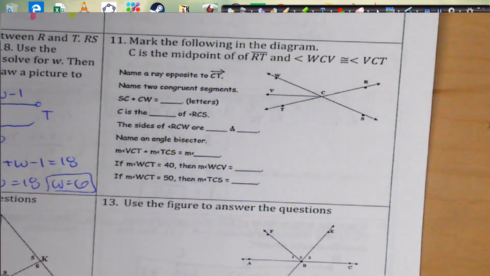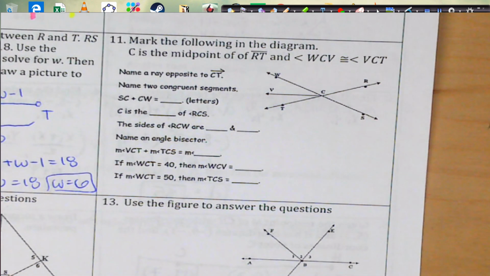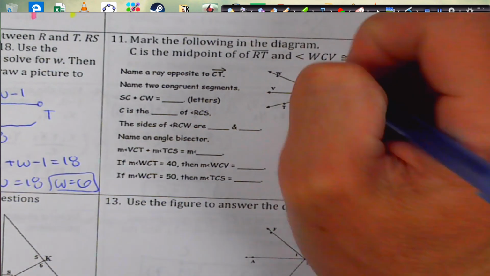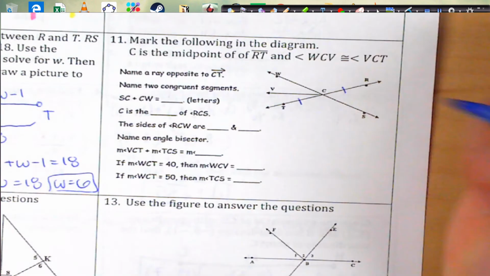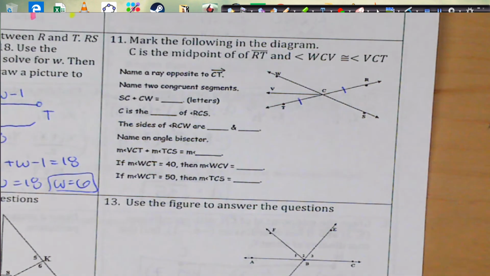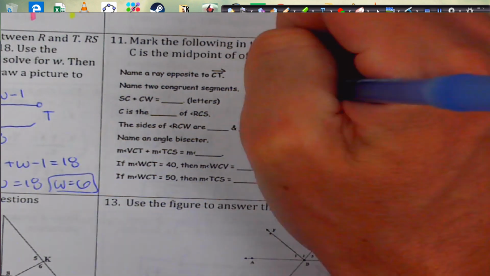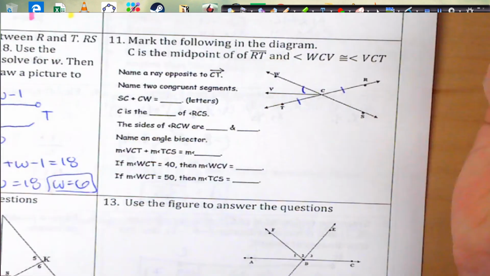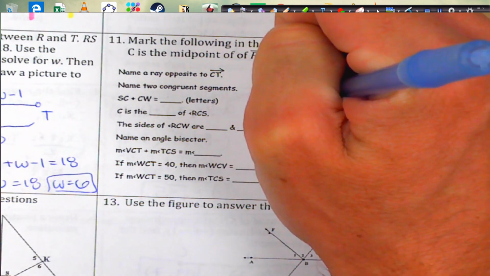Let's just zoom it in a little bit. Mark the following in the diagram. C is the midpoint of RT, so if it's the midpoint, I know these two pieces are congruent. Again, that's a keyword for midpoint. Angle WCV right here is equal to VCT, so this angle and this angle are congruent.